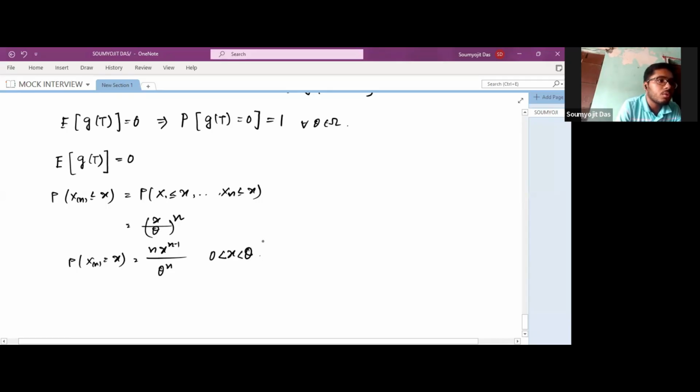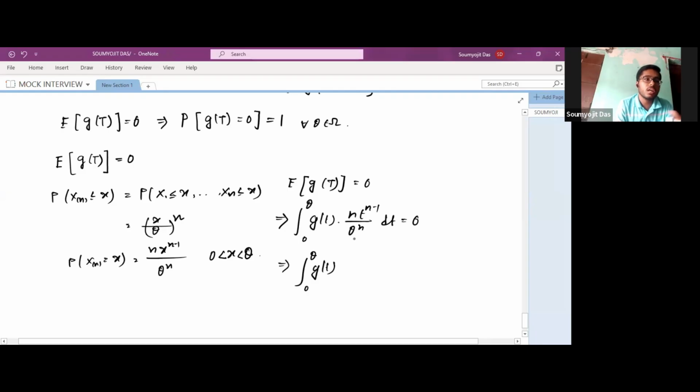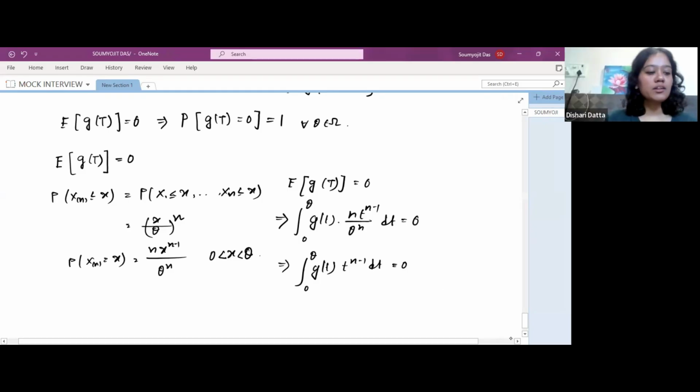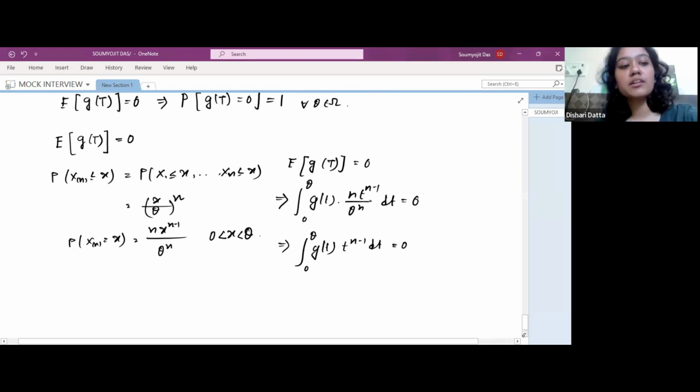So now, if I consider expectation of g(T) equal to 0, then the integration from 0 to theta of g of t into n t to the power n minus 1 by theta to the power n dt equals 0. As theta here is non-zero and n is also non-zero, we can multiply on that side. So the integral from 0 to theta of g of t into t to the power n minus 1 dt equals 0. Okay, you can compute the rest. It's okay.